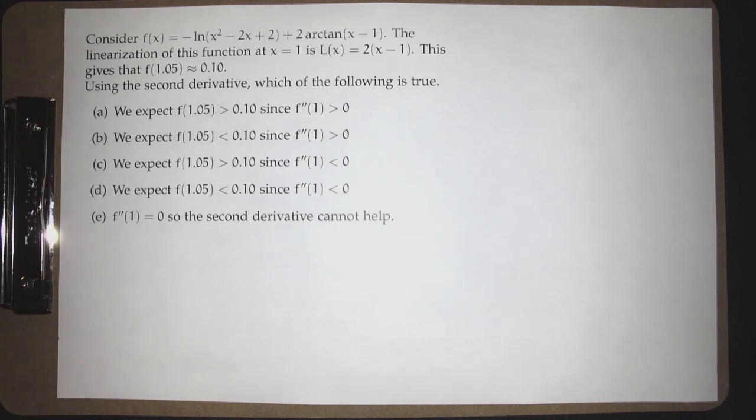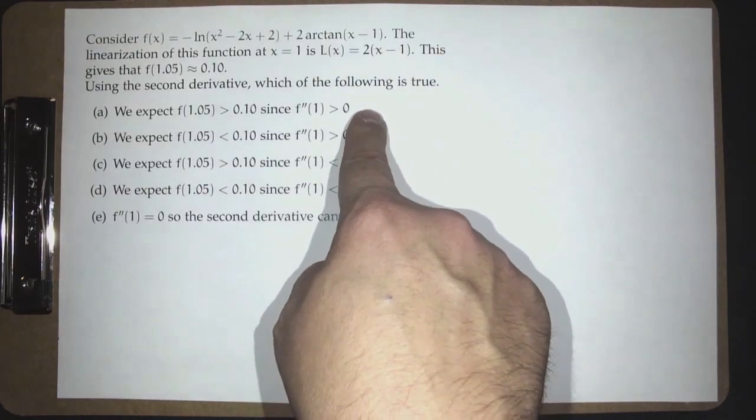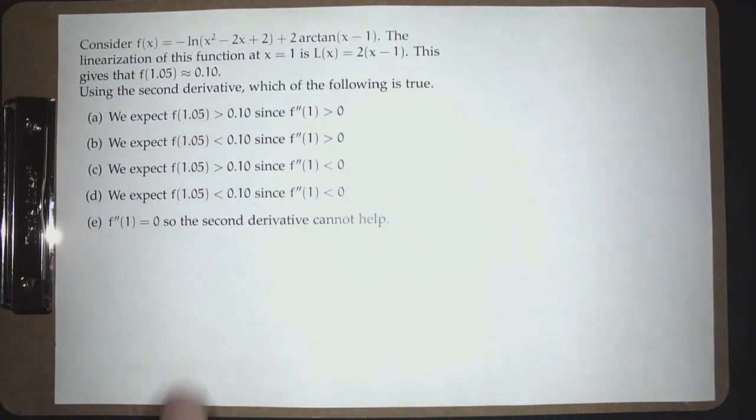Using the second derivative, which of the following is true? So we have an estimate, but now the question is, is it a little bit bigger or a little bit smaller? So we have a couple of options, depending upon whether the second derivative is positive or negative, whether or not we think something is bigger or smaller. There might also, of course, be that the second derivative is 0, which doesn't tell us anything.